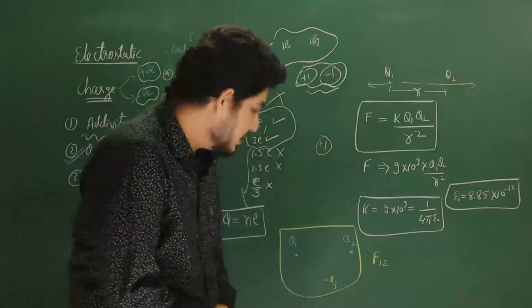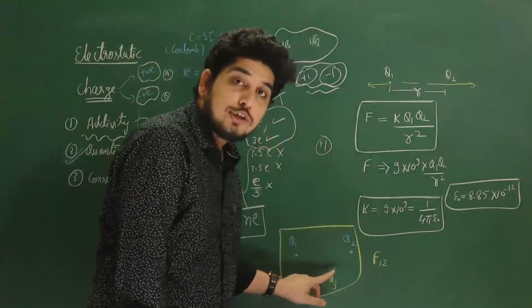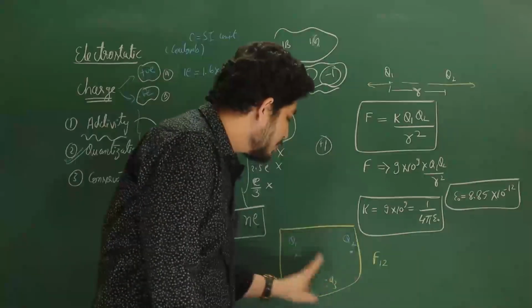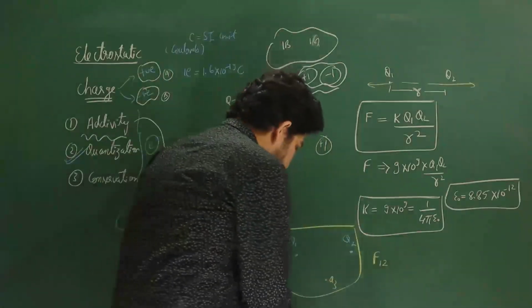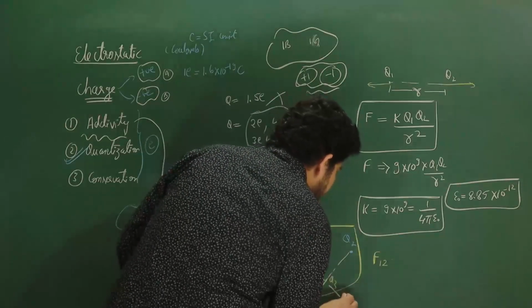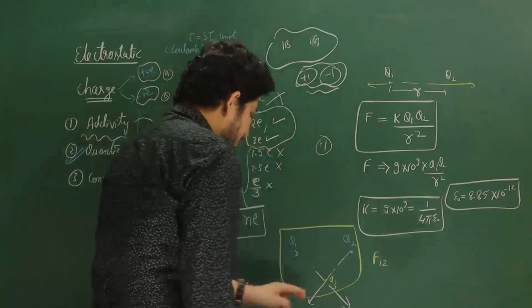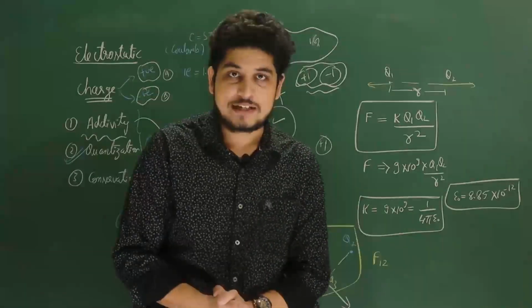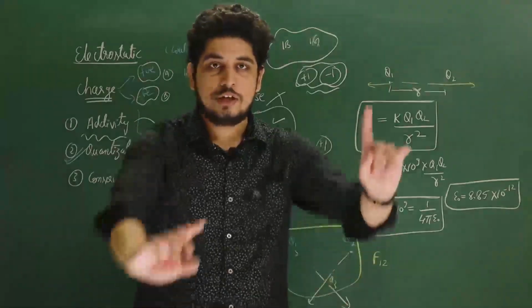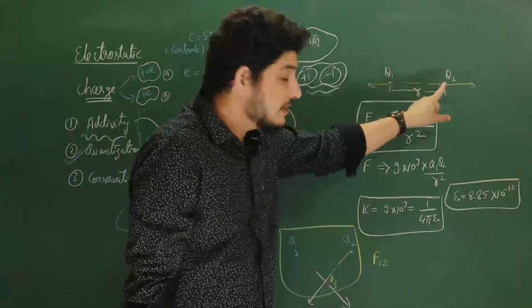Superposition principle says that the force on Q3 due to Q1 and Q2 is the vector sum of both individual forces. Due to Q2 the force will be in this direction, due to Q1 the force will be in this direction. So when we add both forces vectorially, this will be the net force on Q3. So again I am repeating, this is only valid for point charges.